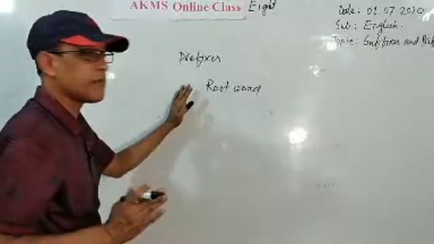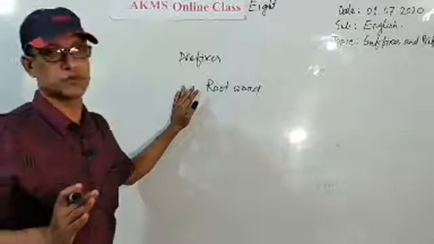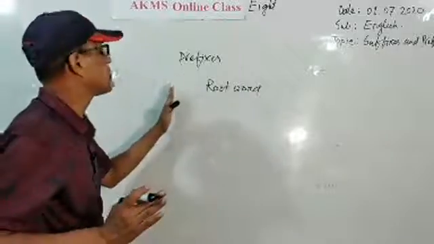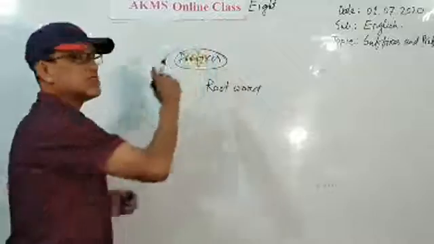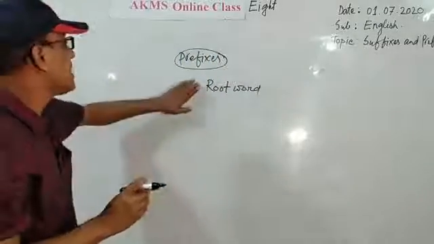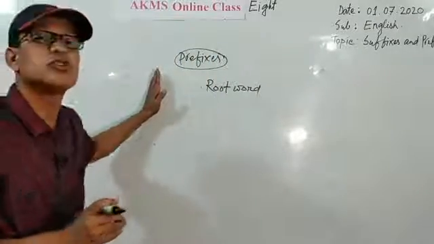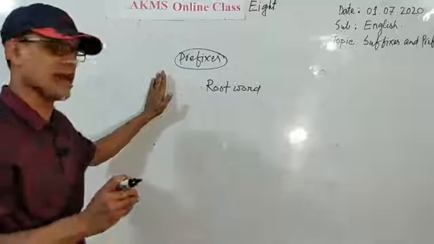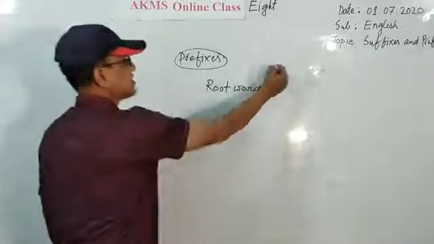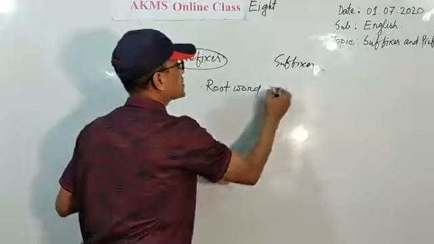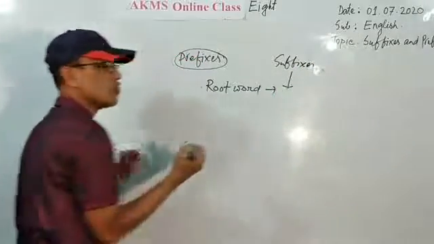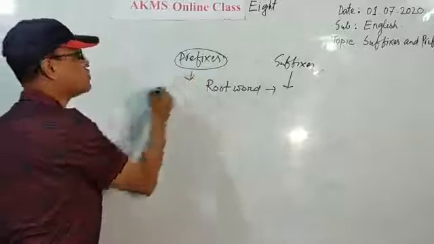It may be an opposite word, or it may be another part of speech, just like noun, adjective, verb or adverb. I can make 4 parts of speech by adding prefixes or suffixes. Prefixes, these letters will be added before the root word all the time, and suffixes will be added after the root word.